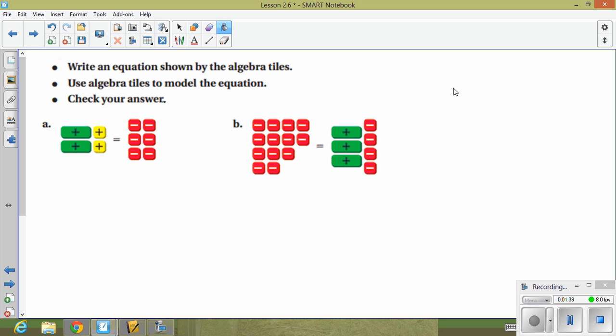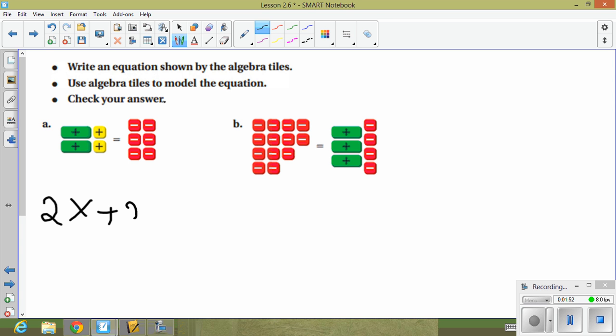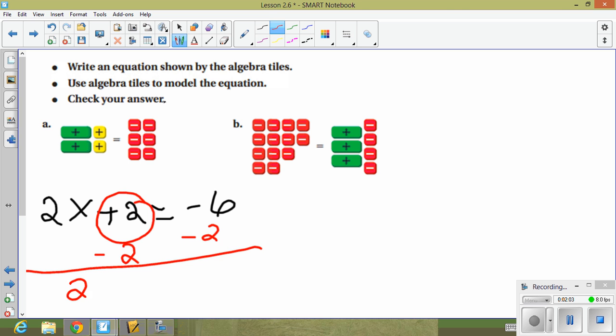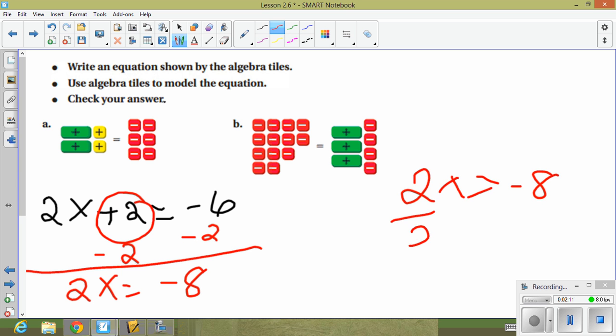All right, so what we're going to do here is take these 2 examples and solve them algebraically. So in example 1, I have 2x, then I have 2 yellows, so that's plus 2, and it's equal to 6 reds or negative 6. So what I'm going to do is get rid of this plus 2 first by subtracting 2 from each side. I get 2x is equal to negative 8. I'm just going to rewrite that here. And then I'm going to isolate the variable by taking the opposite of times, which is divide. So x equals negative 4.